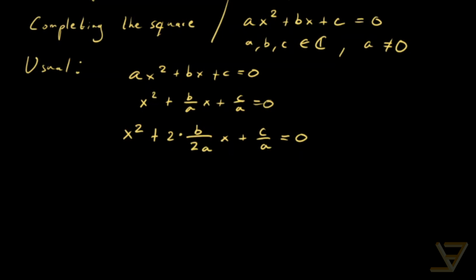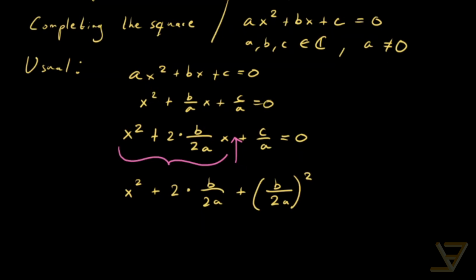And now we're going to add in a constant term over here in the middle so that we can factor that constant term plus what's here. So that's going to be the square of b over 2a. So we get x squared plus 2 times b over 2a x plus the square of b over 2a. And we're going to take the c over a over to this side. So we get b over 2a squared minus c over a.